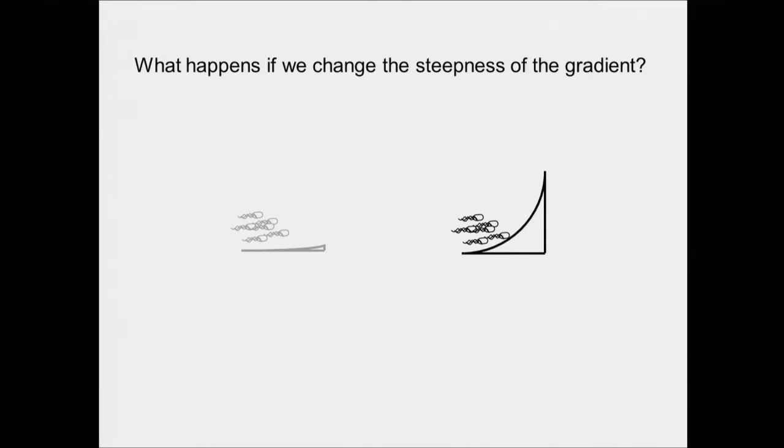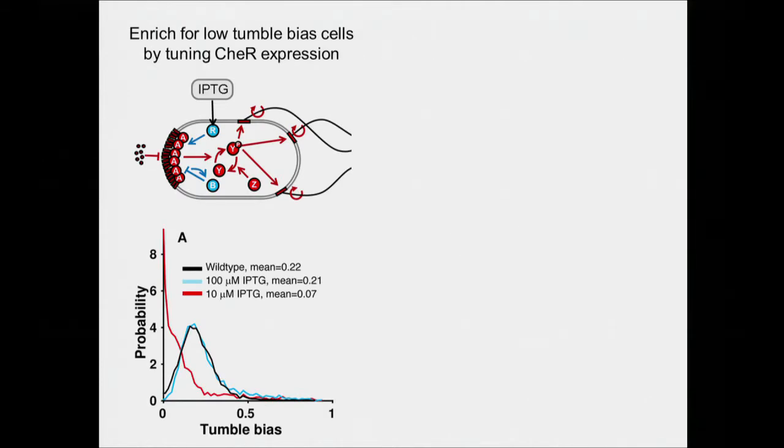So what happens if I change the gradient now? Maybe the cells that are good here are not so good here, and vice versa. To address that question, what we use, again, is our inducible system to create two distributions of tumble bias that are very different. The black one here is what you would see in a wild-type population of cells. The blue one is what we obtain by expressing this KR at a certain level so that we get exactly the same as the wild-type population. And the red one has a much lower tumble bias on average.